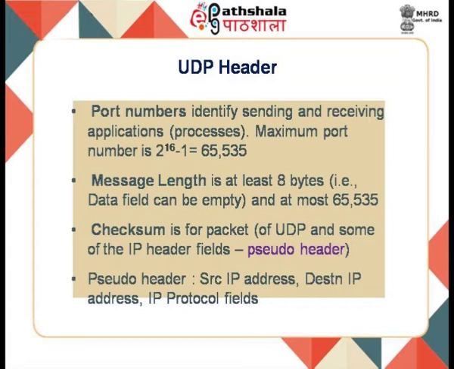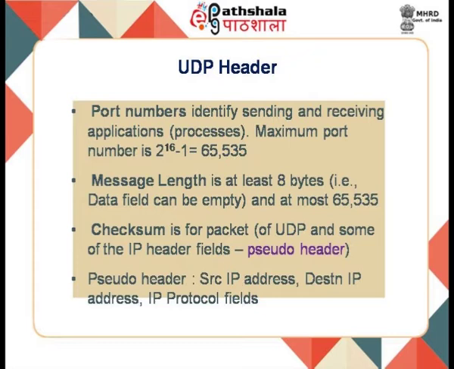We have the port numbers in the UDP header, but we do not have the IP addresses. So, these IP addresses are taken from the IP header, and this combination of source IP address, destination IP address plus the IP protocol field is used. The IP protocol field will identify that it is the UDP protocol that is being used. So, source IP address, destination IP address and the protocol field.